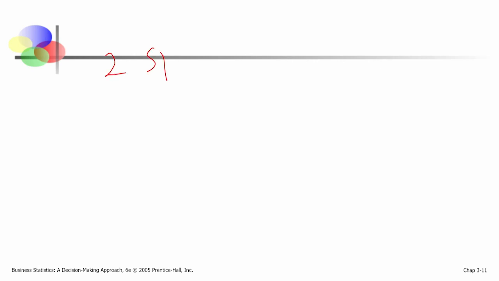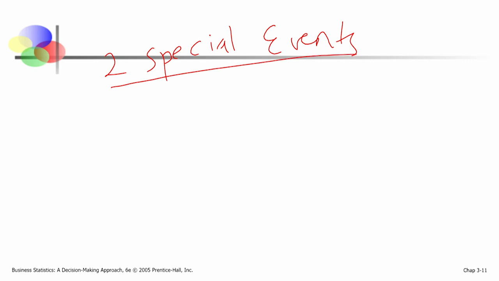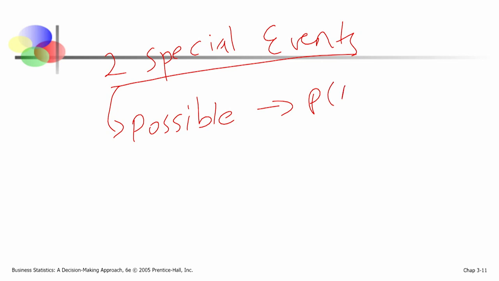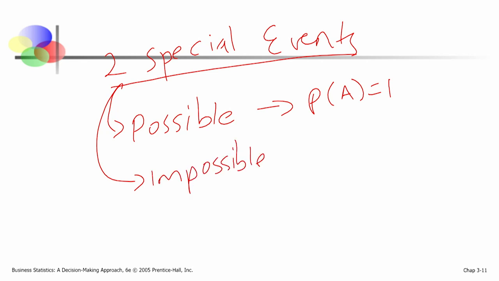There are 2 special events. It's either your event is possible or impossible. If your event is possible, the probability of its happening is 1. If your event is impossible, the probability of it happening is 0. Now let's go to these events.